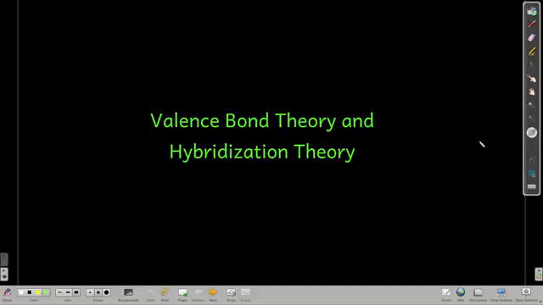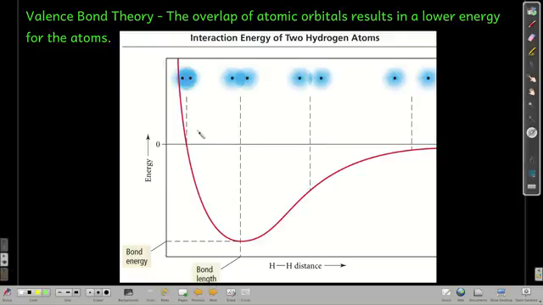In this module, we're going to talk about two bonding theories, valence bond theory and hybridization theory. Both of these are attempts to explain what atoms do when they form bonds to other atoms to make molecules. So first, valence bond theory.